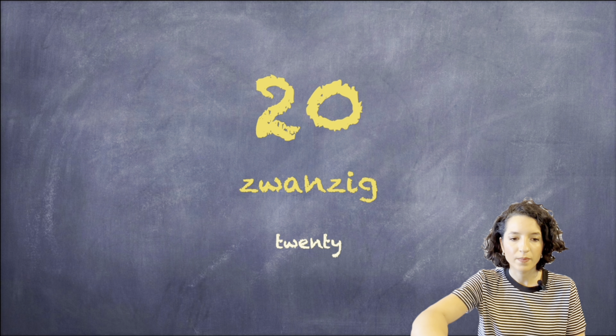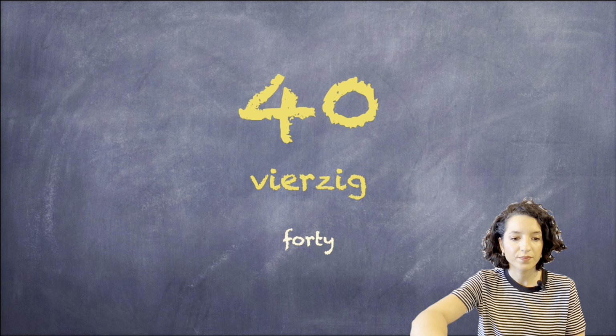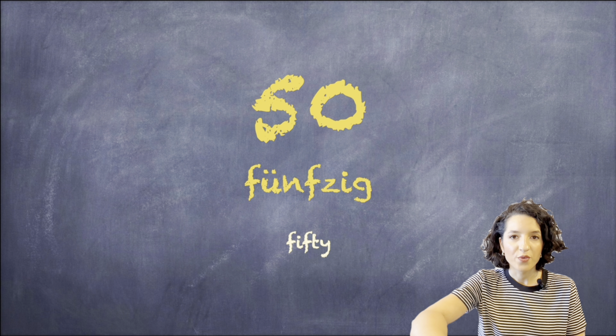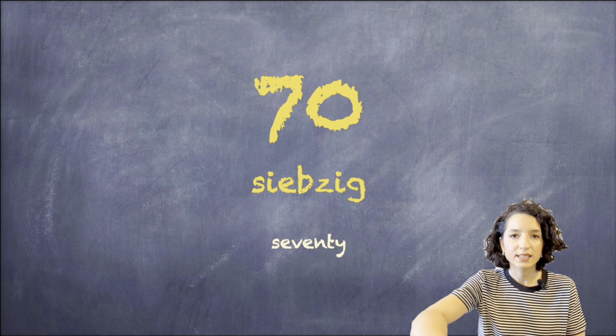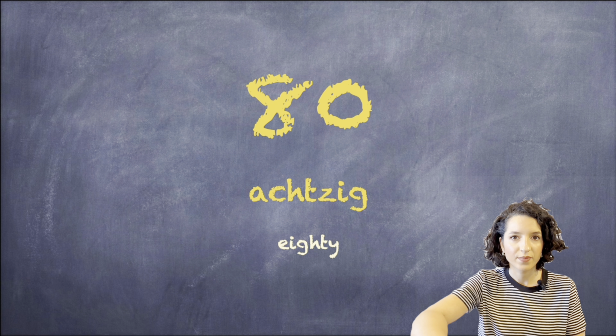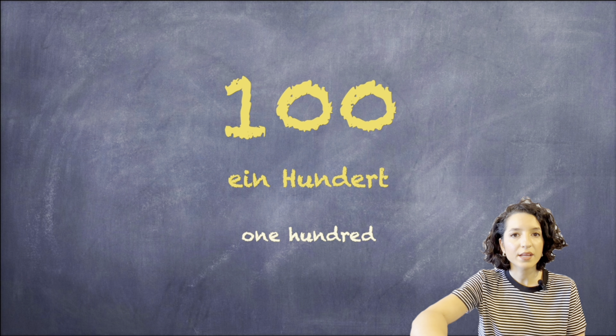I'll show you. 20, like I said before, is 20. 30 is the exception, 30. 40, 50, 60, 70, 80, 90, 100.